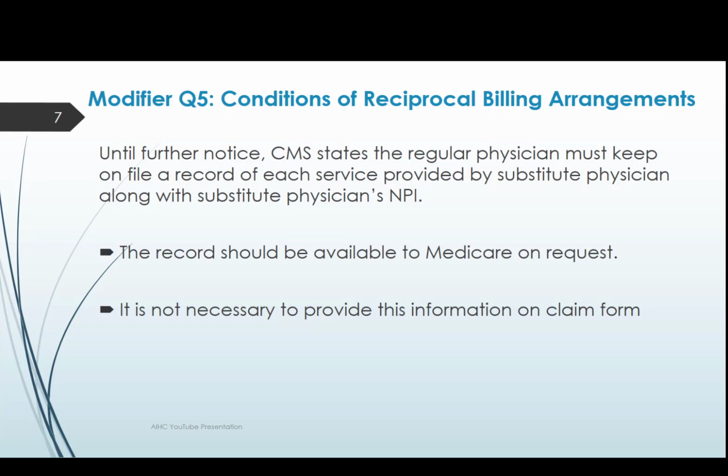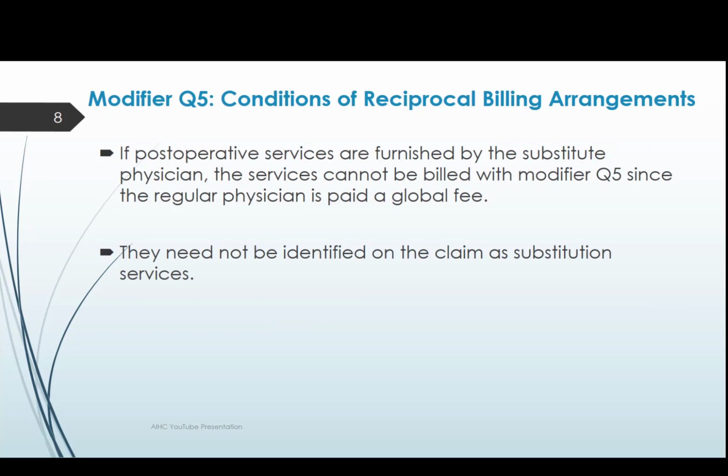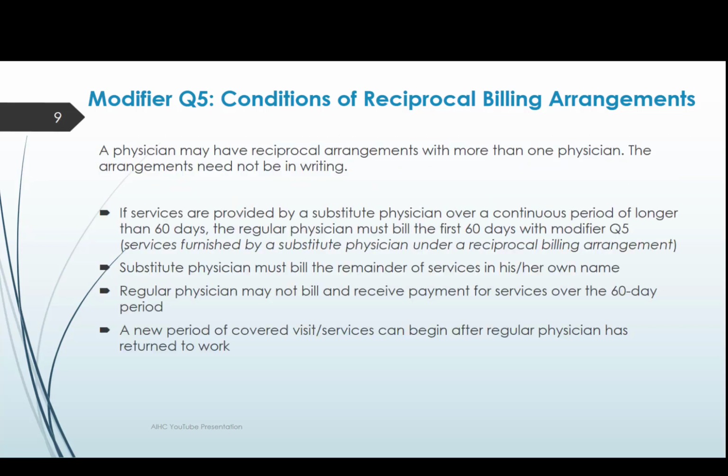Covered healthcare providers and all health plans and healthcare clearinghouses must use the NPIs in the administrative and financial transactions adopted under HIPAA. If post-operative services are furnished by the substitute physician, the services cannot be billed with Modifier Q5 since the regular physician is paid a global fee. They need not be identified on the claim as substitution services. A physician may have reciprocal arrangements with more than one physician, and note CMS states these arrangements are not required to be in writing.